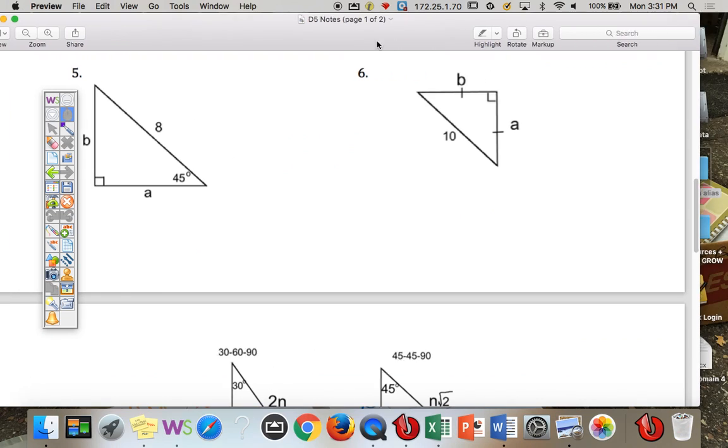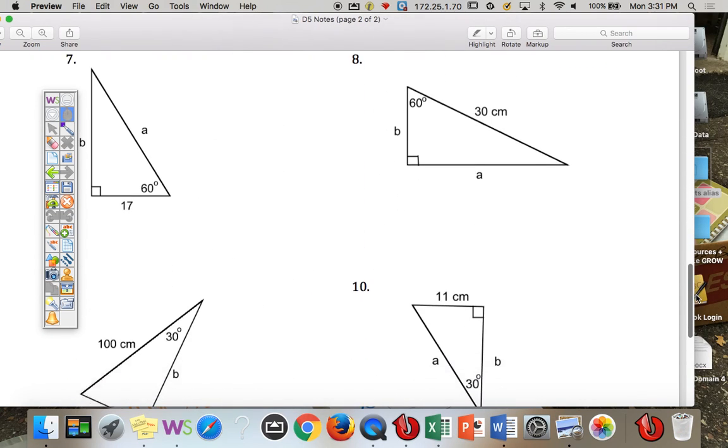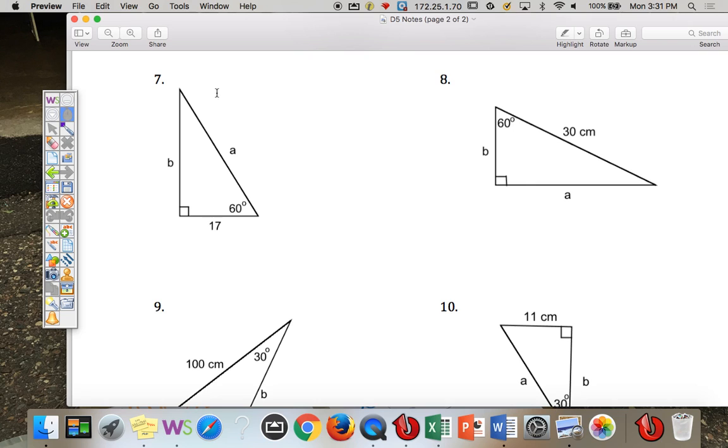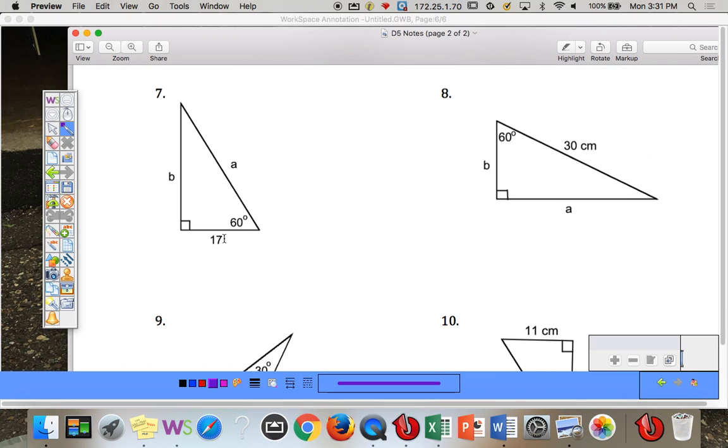All right, let's take a look at the 30-60-90 triangles. You've got your sides. Figure out what you have and what you need. So here, between the 60 and the 90, that's n. 2n is between the 30 and the 60, so this is 34. And the last side is n√3. Again, n is 17, so we have 17√3.